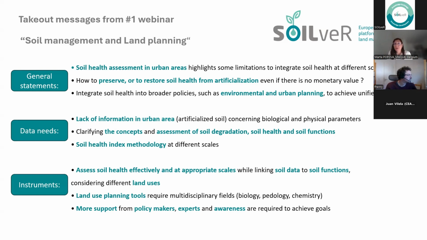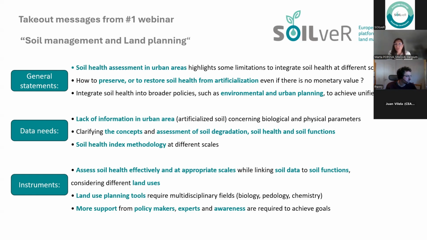Also, the question of how to preserve or to restore soil health from artificialization, if there is no monetary value, was raised. Of course, the need for the integration of soil health into broader policies, such as environmental and urban planning, is important in order to achieve the outcomes.